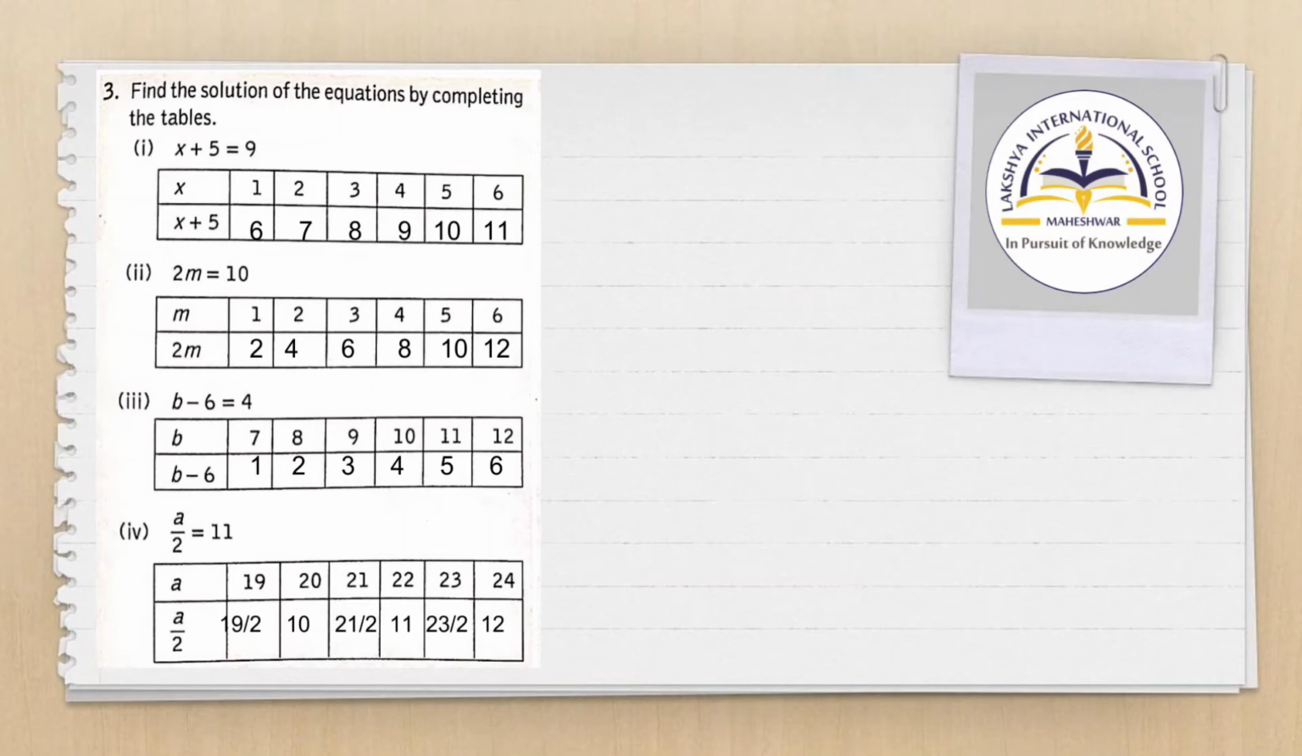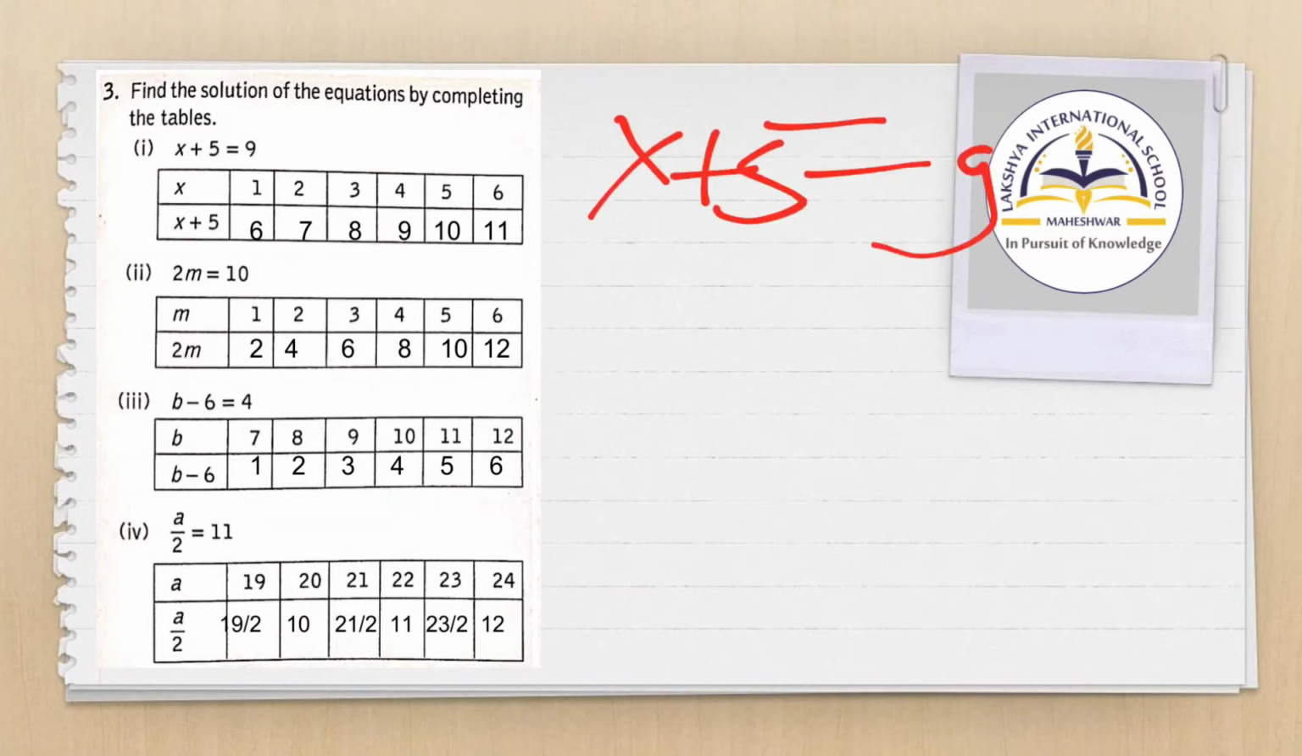Now question number 3, find the solution of the equation by completing the table. Here you can see our first question is x plus 5 equals 9 and the table is given here. Okay, so in this table the values of x are given.